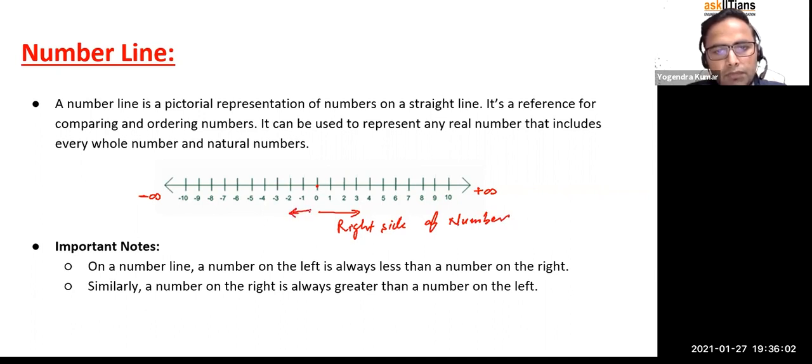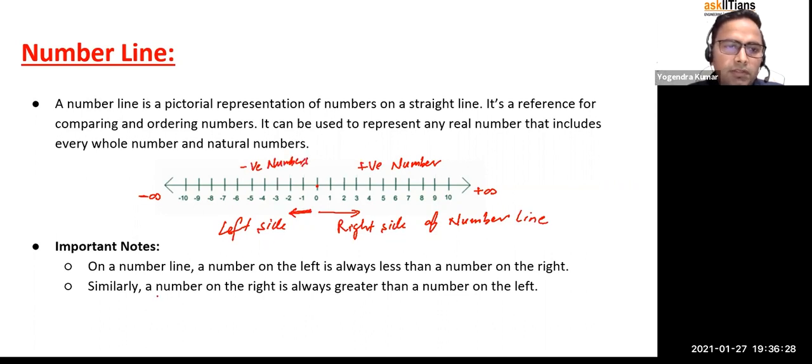Zero is a point where we decide right or left. Zero is very important, and about that only we are going to say left side. So what are the numbers here? Positive, this side positive numbers, as I told you before, and this side negative numbers. Okay, negative numbers are there.